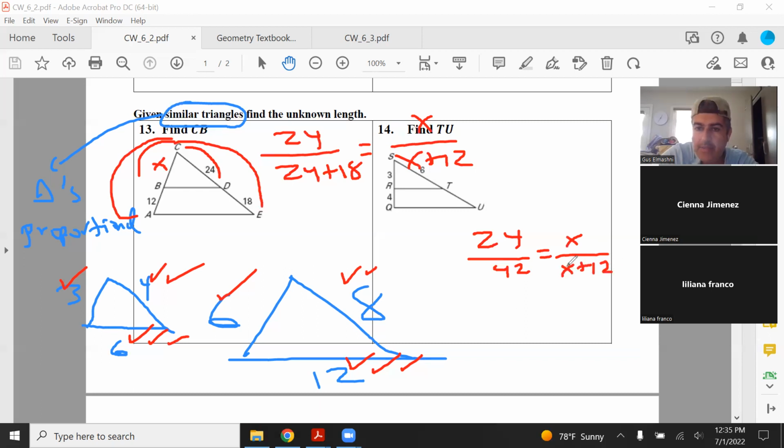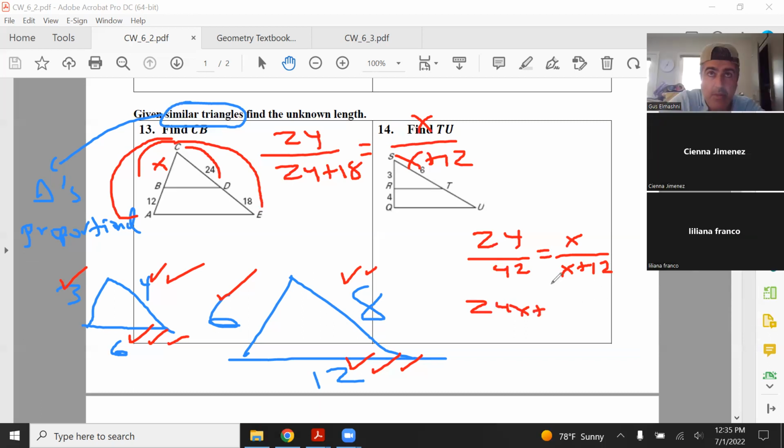And then you got to solve for X by cross multiplying. 24X plus, don't know what that is. That's 24, 48, 288 equals 42X, 18X. I think that's 16. Yeah.